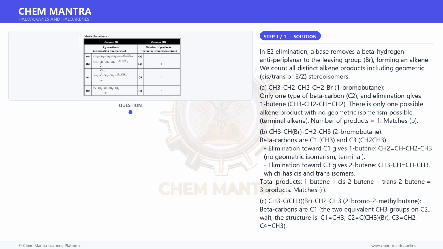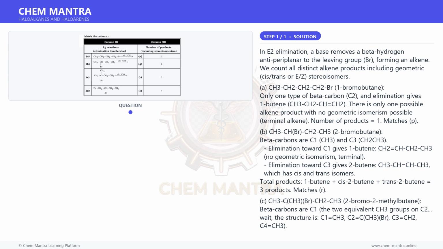Beta carbons, C1, the methyl attached to C2, giving isobutylene type product, and C3, CH2 to CH3 side. Elimination towards C1 methyl groups gives 2-methylbut-1-ene, CH2=C(CH3)CH2CH3. No geometric isomerism. Elimination towards C3 gives 2-methylbut-2-ene, (CH3)2C=CHCH3. This has no geometric isomerism since one side has 2 identical groups.